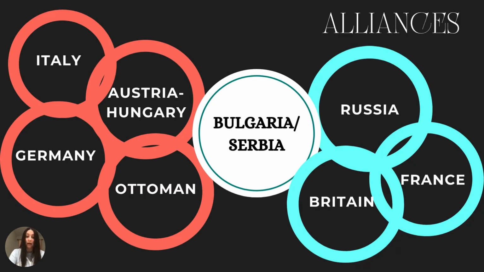When we are looking at World War I, it's important to know what countries are involved. So on the Central Powers, we've got them here highlighted in red. That is going to be made up by Italy, Austria-Hungary, Germany, and the Ottoman Empire. Now, on the Allied power side, we have Bulgaria/Serbia, Russia, France, Britain, and eventually the United States.